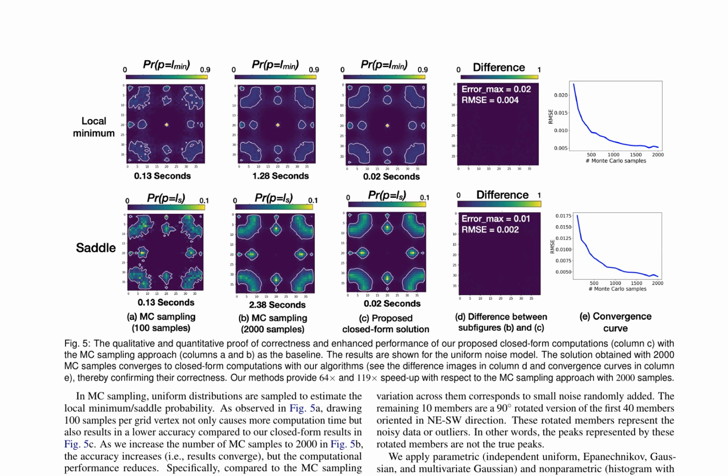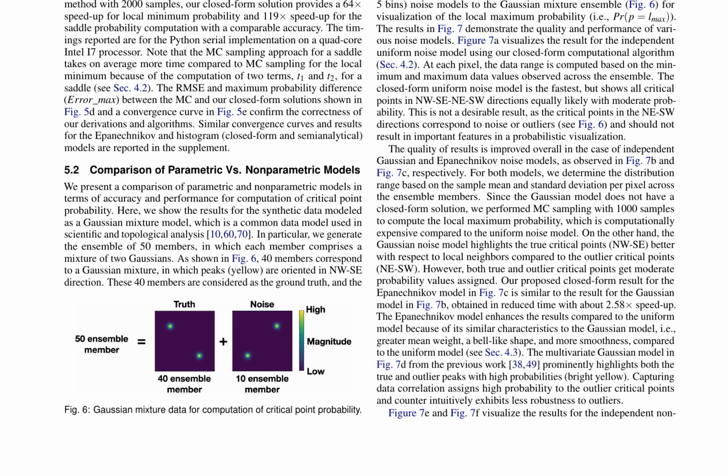The closed-form uniform noise model is the fastest but assigns equal probabilities to all critical points, regardless of relevance. In contrast, the independent Gaussian and Epanechnikov noise models demonstrate improved quality of results, with the Epanechnikov model providing a 2.58x speedup compared to the Gaussian model.